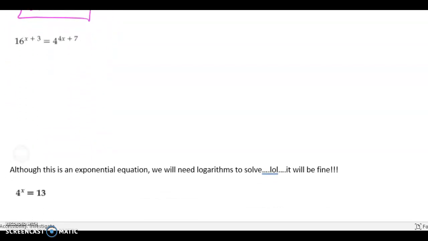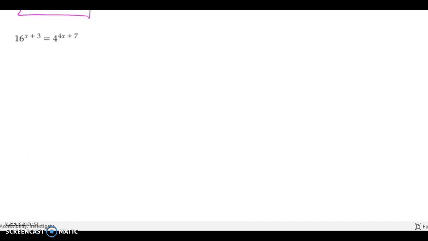Same thing. We're basically doing the same thing each time. Let's see if we can get a common base. When our bases are equal, we can drop our base and set our powers equal. 16, of course, is 4 squared, so we're just rewriting it as 4 to the x plus 2, to the 3 equals 4 to the 4x plus 7.